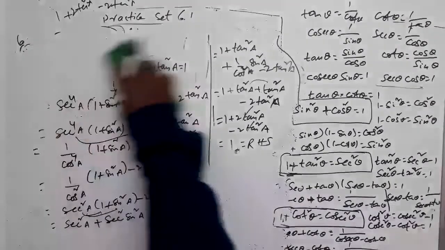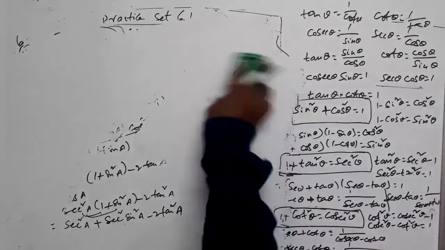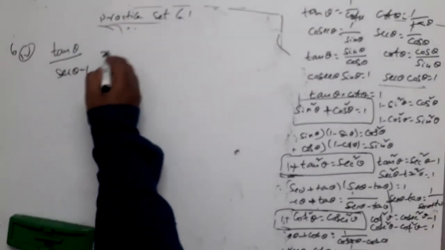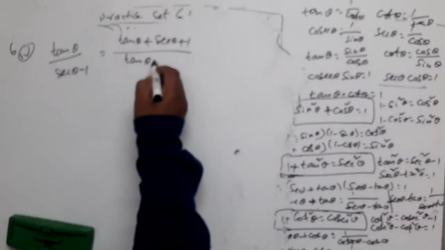Let us see the last question of this exercise. What is that? The 12th part of question number 6. Tan theta by secant theta minus 1 is equal to tan theta plus secant theta plus 1 by tan theta plus secant theta minus 1. This is the question. Prove that, right? You are supposed to prove this. Yes. How shall we proceed? Any idea? Think.